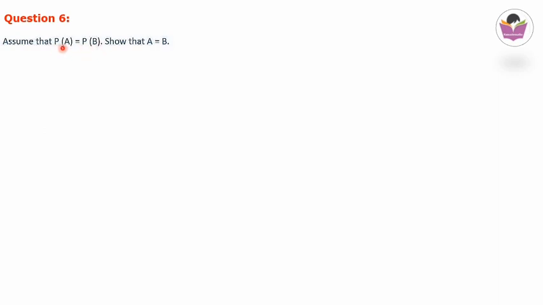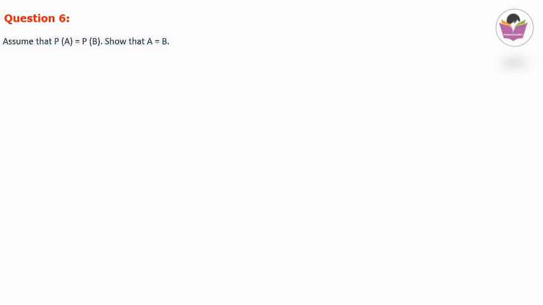P means power set. We know how to make a power set. The set of all subsets together we can call a power set. All the subsets we have to write of a particular set, then if we collect them together and form a set, we will get a power set. So power set of A is equal to power set of B. Then we have to show that set A is equal to set B.